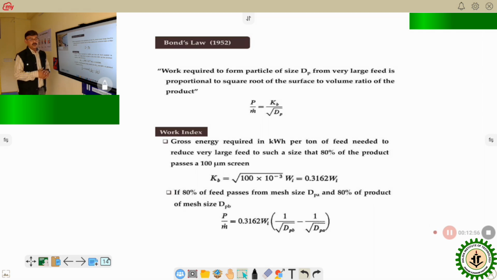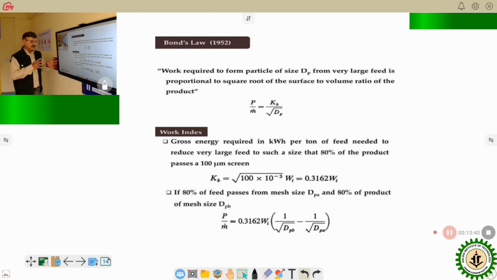So finally another law came, that is Bond's law: the work required to form particles of size dp from very large feed is proportional to the square root of the surface to volume ratio of the product. So P, the power required, is m, the mass flow rate, times Kb, where Kb is the constant called the Bond constant, divided by the square root of dp, that is the particle size from very large feed. So dp is basically the product diameter.